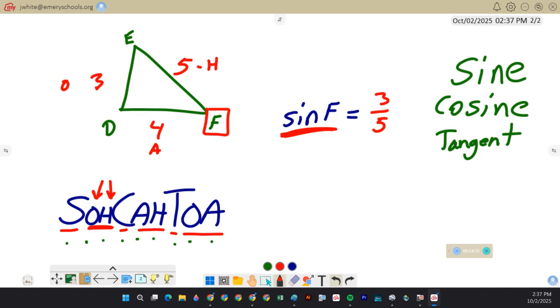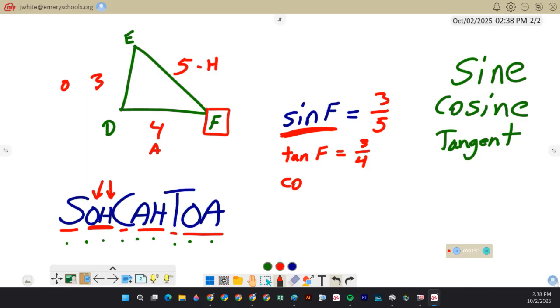0.6. Okay? All right. What is the tangent of F? 3/4. Right. 3 is the O side, 4 is the A side. So it's 0.75.